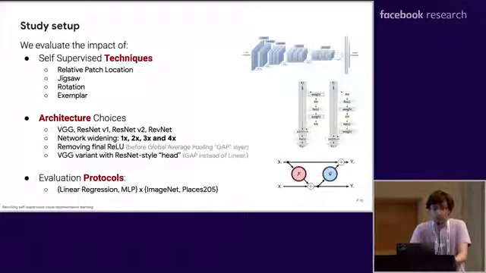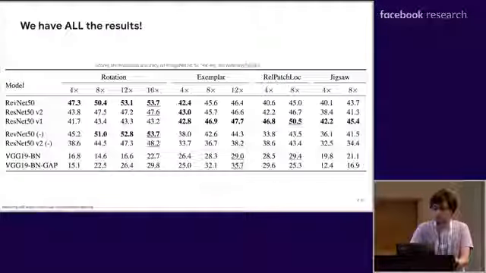We consider variants of these architectures. In particular, we vary the width and use widening factor 1, 2, 3, or 4. We try to keep or remove the last ReLU layer to control the sparsity of the final representation. We also implement a variant of VGG, which is very similar to ResNet, except for the fact that it doesn't have skip connections. For evaluation, we use the ImageNet dataset and Places, and we use either linear evaluation or we train an MLP model on top of the pre-trained representation.